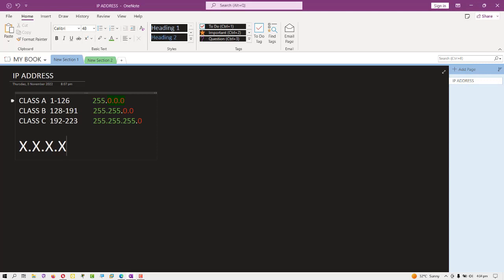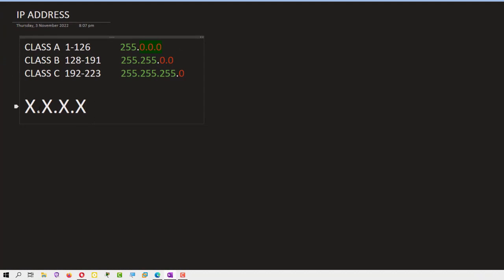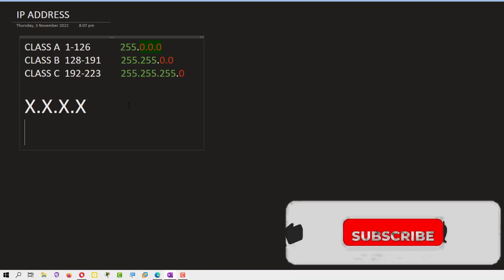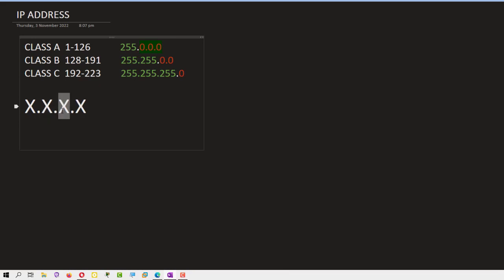Okay, each class has a range, which is determined by the very first octet we have here. This time around we are going to look at how we can convert from decimal to binary and binary to decimal, and that will determine why this is an octet and this is an octet and this is an octet and this is an octet.